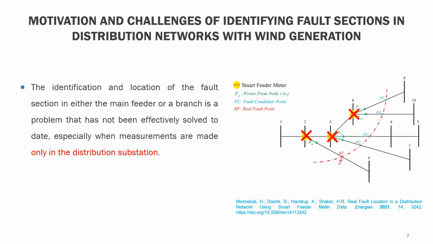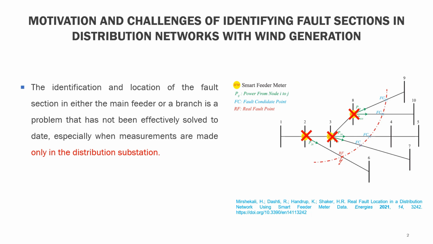Motivation and challenges of identifying fault sections in distribution networks with wind generation. The identification and location of the fault section in either the main feeder or a branch is a problem that has not been effectively solved to date, especially when measurements are made only in the distribution substation.